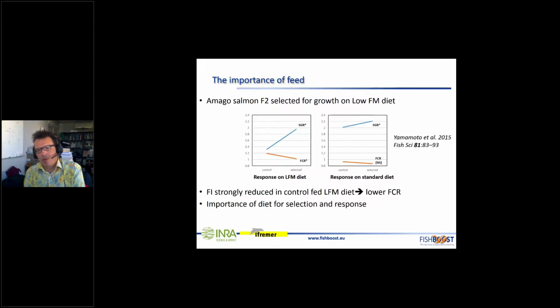So the cause of this may be that feed intake is strongly reduced in the control, which is fed the low fish meal diet, which leads to lower FCR. So this highlights also the importance of diet, both for selection, so on which diet should I select my fish, but also for the response that you will get. And this is especially important because, as Antti said, there is really a tendency for all carnivorous fish species to move from high fish meal, high fish oil diet to very much plant-based diets.